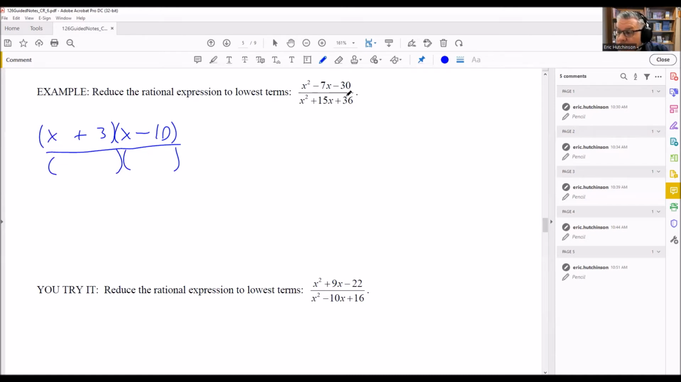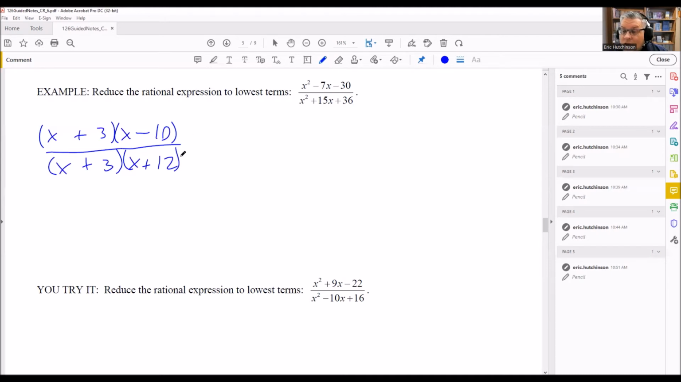The bottom one, 36, we're looking for two numbers that multiply to make 36 and add to be 15. So 1 and 36 is no. We have 2 and 18, no. 3 and 12 will be the one that's going to work there. So a 3 and a 12 here. Everything is all positive, which means that these will all be positive on the bottom.